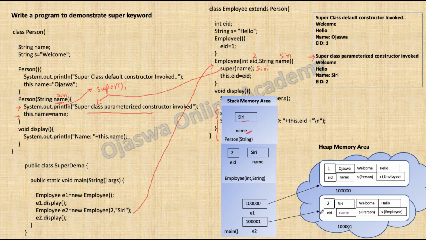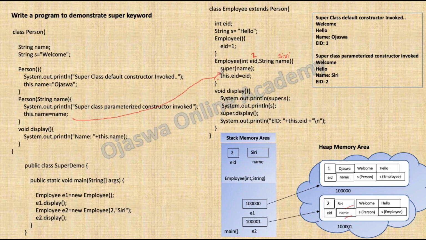Next is this dot name equal to Siri. So instance variable name belonging to object E2 will have value of local variable name, that is Siri. This will be stored inside the object. After the execution of this parameterized constructor, memory reserved for its local variable from the stack will be released. And the control comes back, and the next statement, this.eid, that is instance variable eid equal to local variable eid. Value of local variable eid is 2. This is stored inside the instance variable eid. Over here, value 2 is stored.